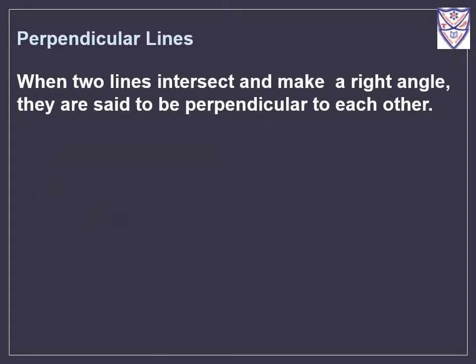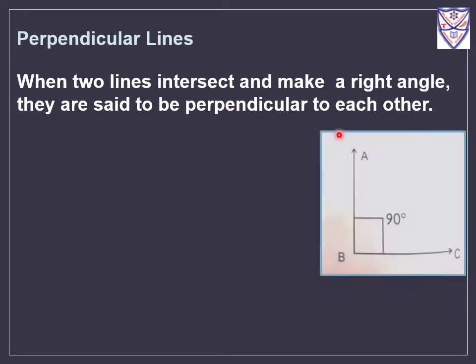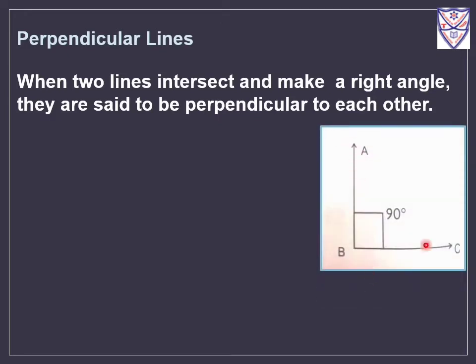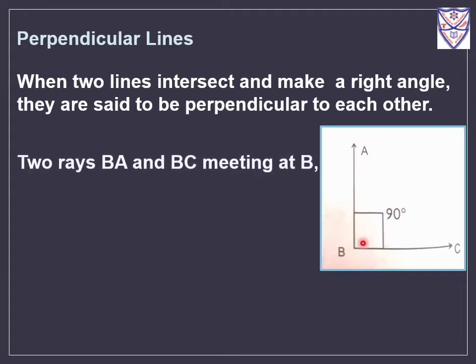When two lines intersect and make a right angle, they are said to be perpendicular to each other. Means they intersect at the same point and make a right angle. See, it is a right angle and they intersect at the same point, point B, with two rays BA and BC meeting at B.